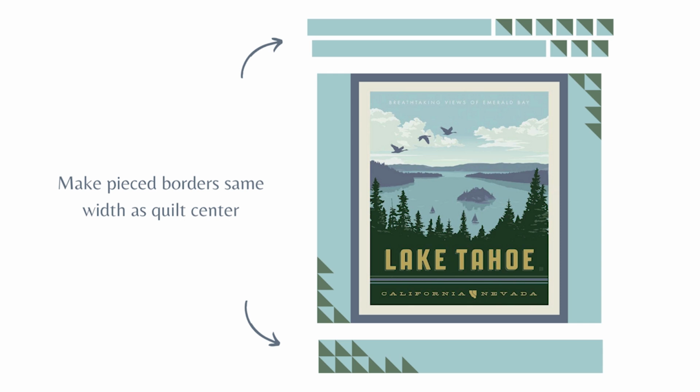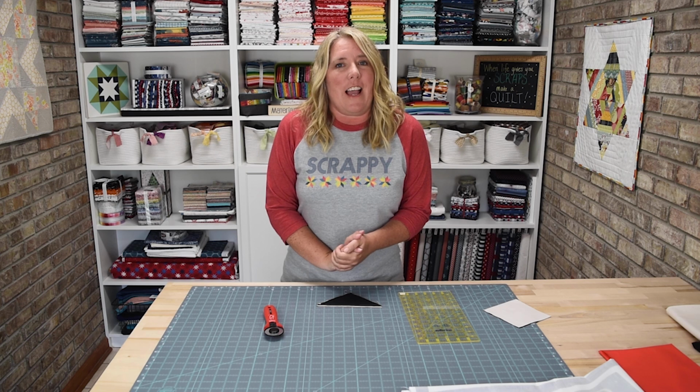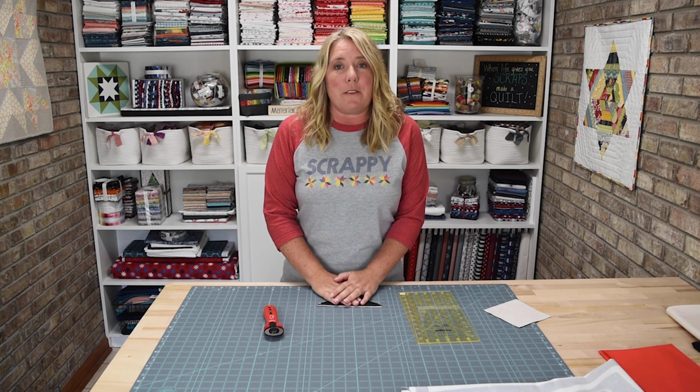You will then sew these 2 rows together and then attach them to the top of your quilt as shown. And then you will repeat this process for the bottom of your quilt. And once you attach the borders to the bottom, your quilt top is finished. Now as you can see, it's a simple quilt design and it will come together quickly.